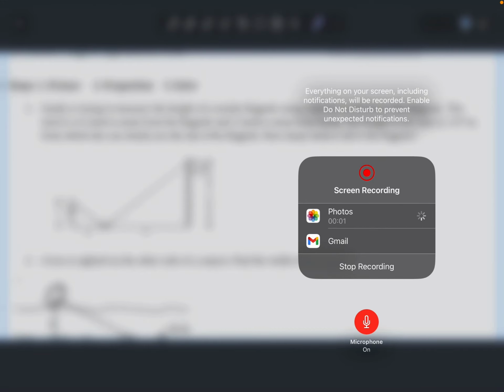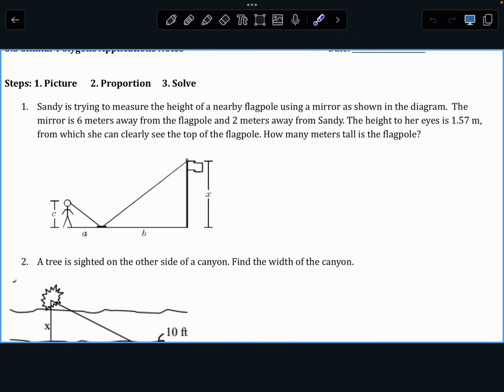Triangles, and putting it into some application problems, some word problems. So in this instance, I have a flagpole and a person. And the diagram is given to you. You just have to figure out where the numbers go. So she's put a mirror in between her and a flagpole, trying to figure out how tall the flagpole is based on some other distances.